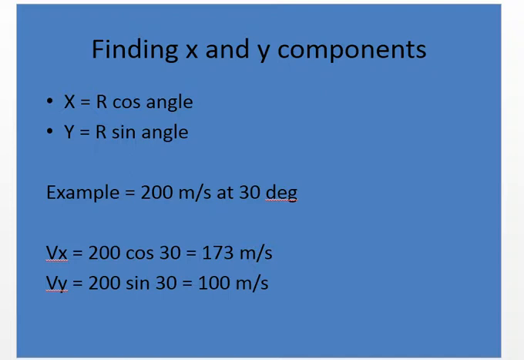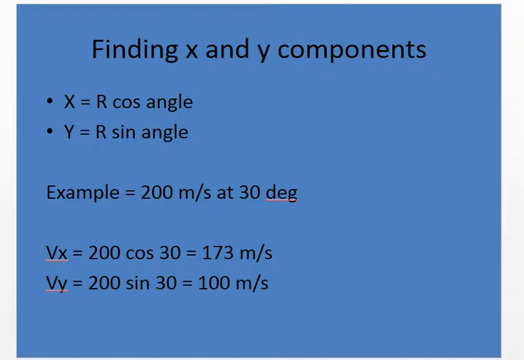To find the x and y components, you're going to use sine and cosine. X is going to be equal to the hypotenuse times the cosine of the angle, and y is going to be equal to the hypotenuse times the sine of the angle. The angle needs to be in degrees, so make sure your calculators are in degree mode and not radians.